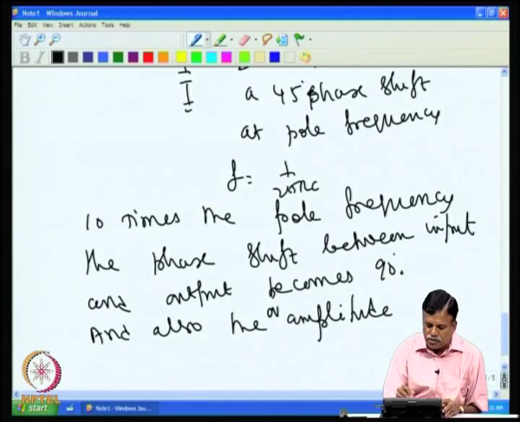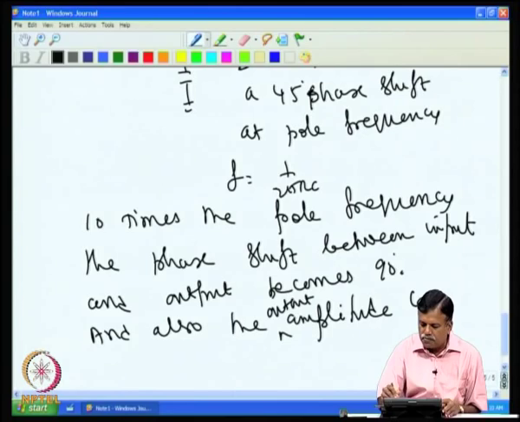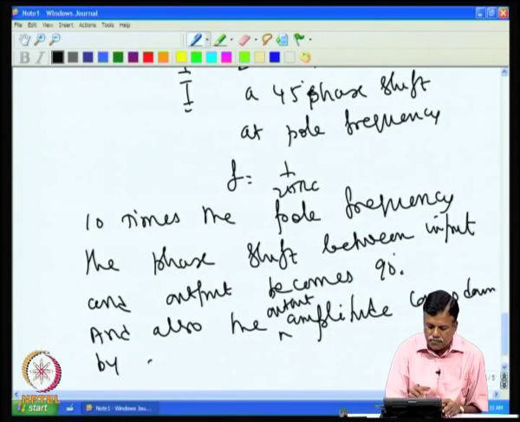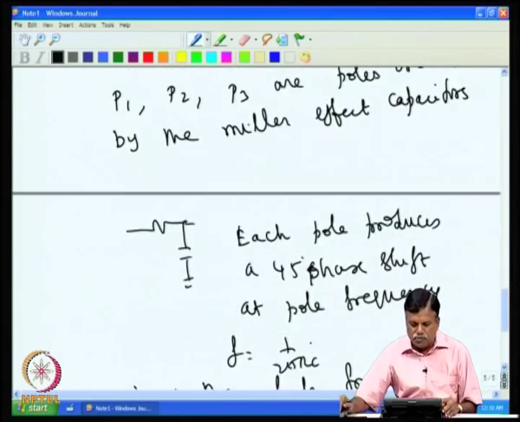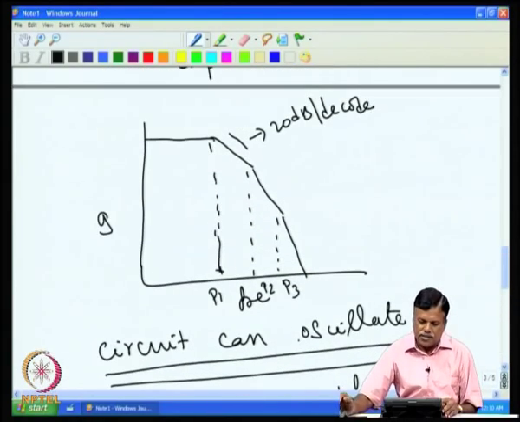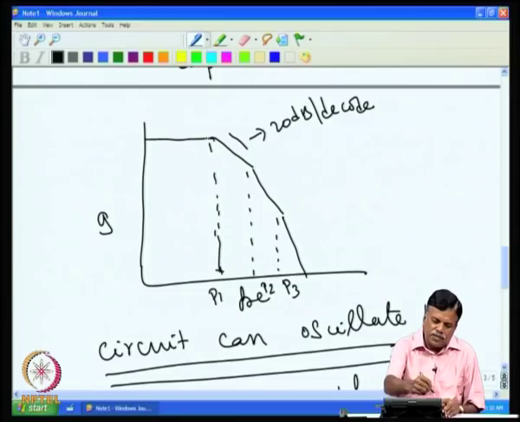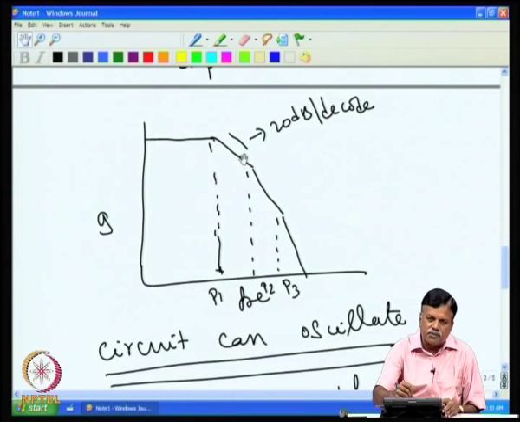The output amplitude comes down by a factor of 10. So, when we have multiple poles like this, each pole produces a 45 degree phase shift here, and then at 10 times the pole frequency, it becomes 90 degree. The next pole comes, again it produces a 45 degree phase shift.